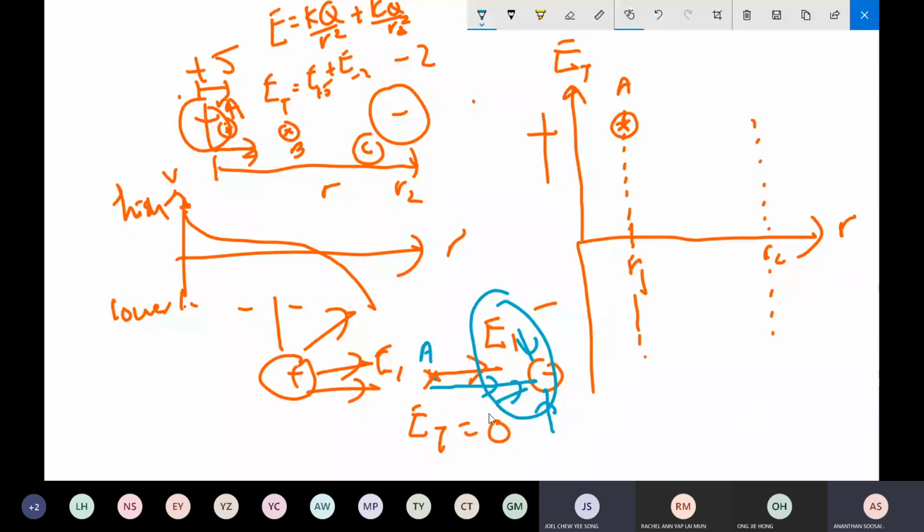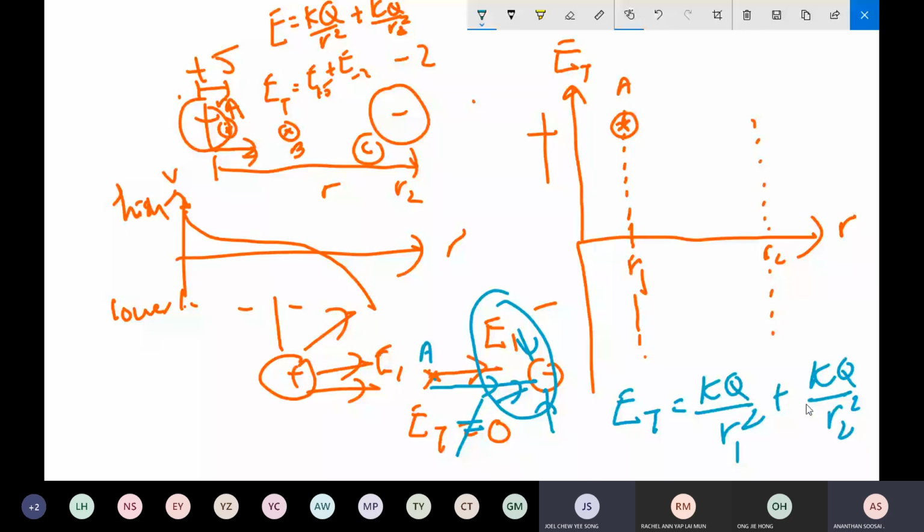Can cancellation happen in between? No, it can't happen, right? So can E total achieve zero in between or not? No, it can't. E total won't achieve zero, because E total is actually kQ over R1 squared plus kQ over R2 squared.